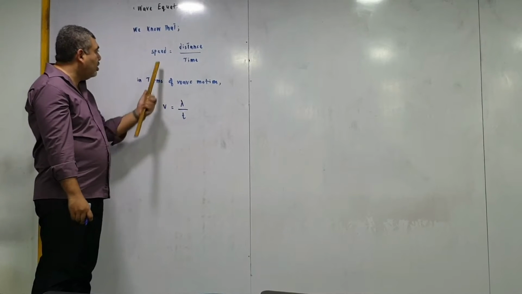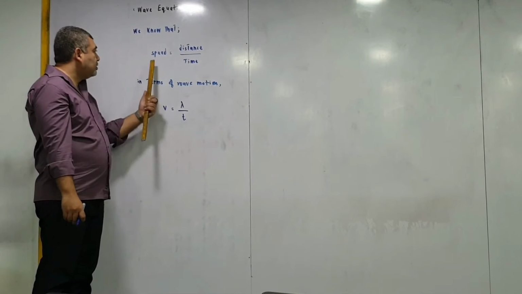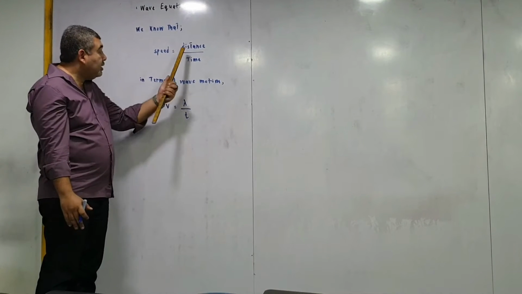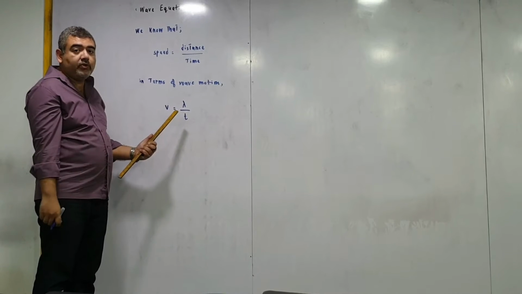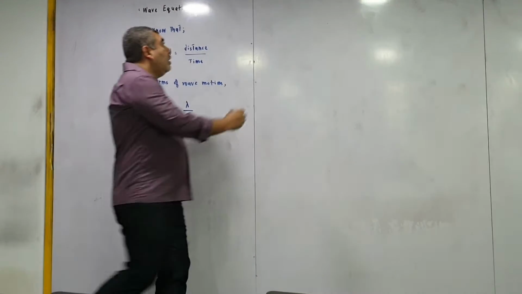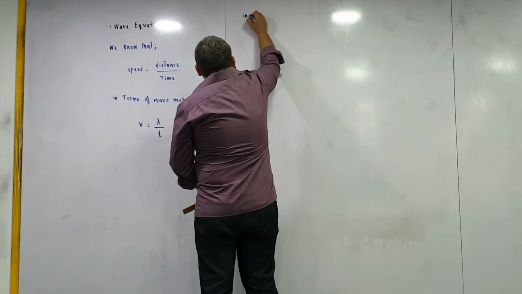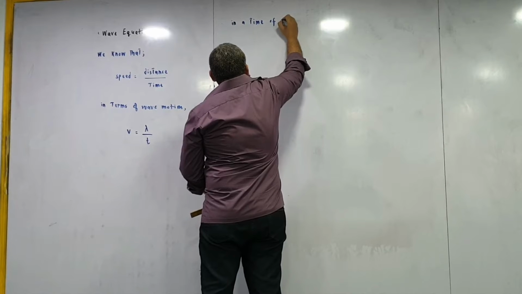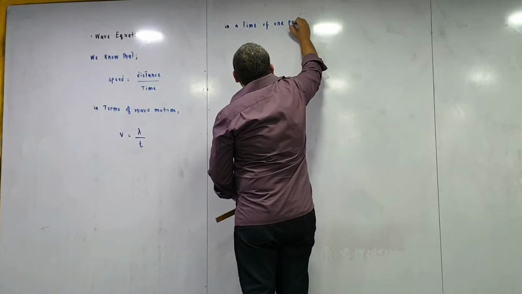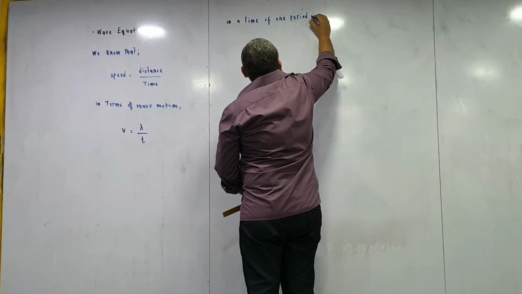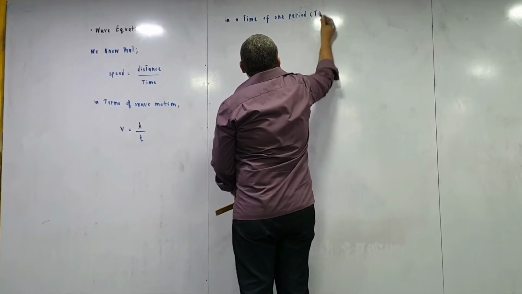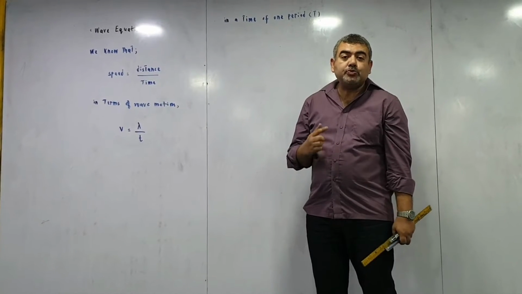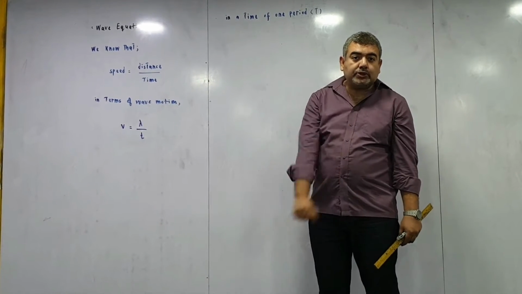In terms of wave motion लिखूं, so I can replace these terms with symbol V, same when we are talking about a linear motion or wave motion. Distance in case of waves is represented with the wavelength, and time, again, in a time of one period, what period is? It's actually time period denoted with capital T. What is time period, or what is period? It's a time required to produce one wave. एक wave produce करने का time.